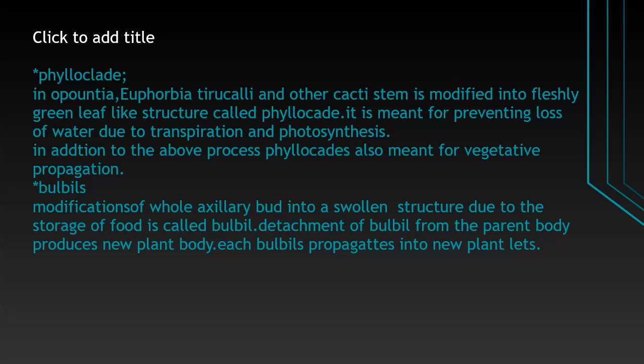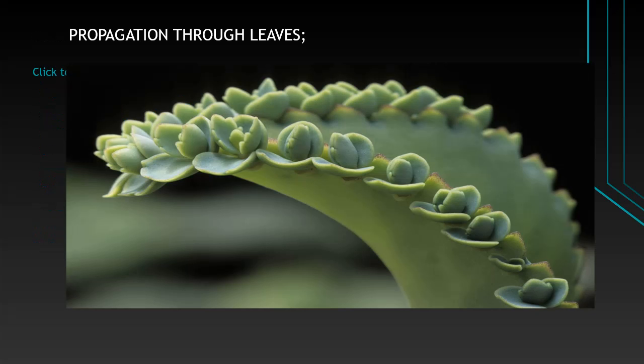So the next one is bulbils. The modification of a whole axillary bud into a swollen structure due to the storage of food is called a bulbil. What's happening is, due to the storage of food, the whole structure is swollen, and then the bulbil detaches from the parent body. So till now we have seen vegetative propagation through roots and vegetative propagation through stem, in that underground modification of stem, subaerial modification of stem and aerial modification of stem. Now we'll see the propagation through leaves.